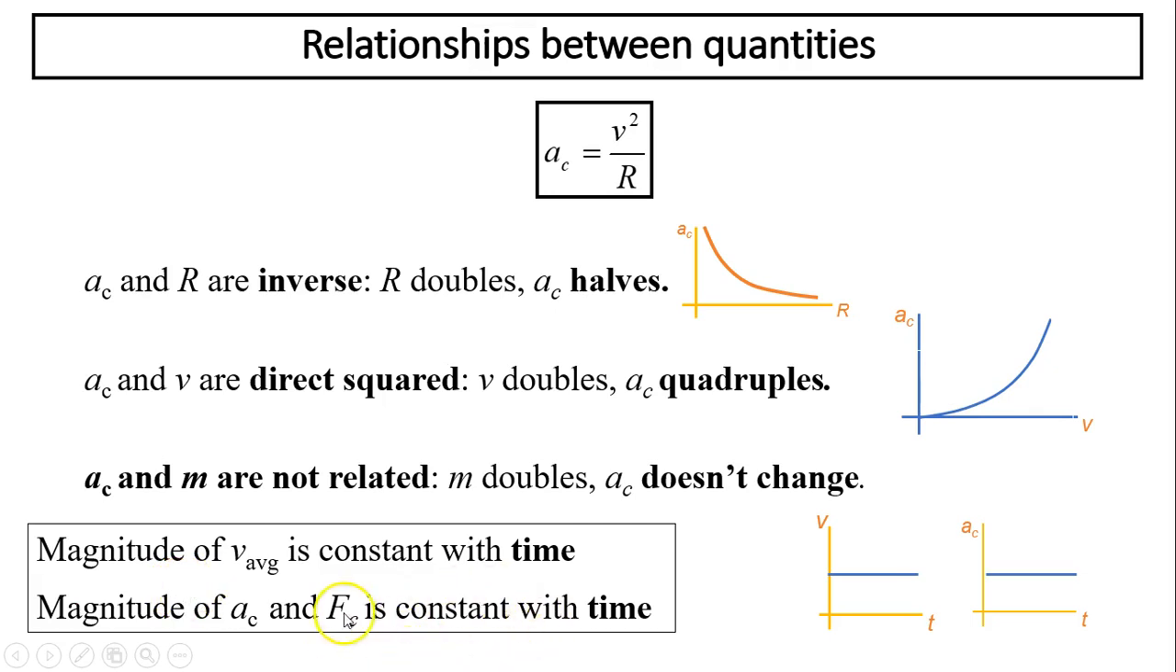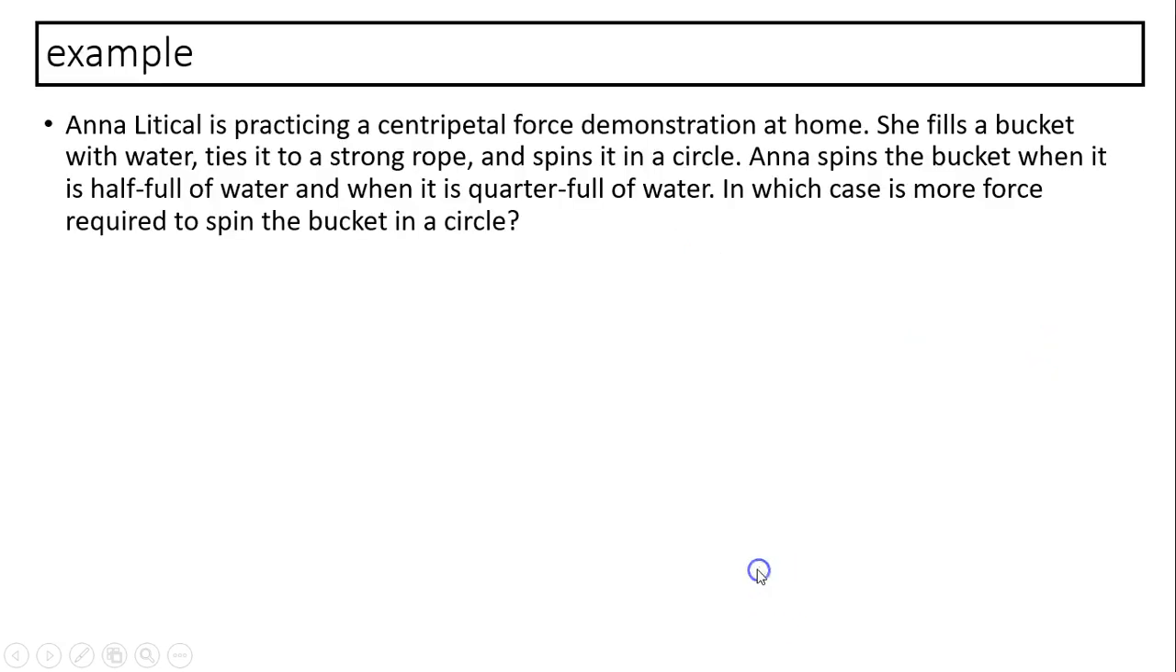Now, in all these equations, in uniform circular motion, you need to know that speed is constant with time. So are acceleration and centripetal force. They are all constant with time. So the graph looks like this. It's a straight line, it doesn't change with time.